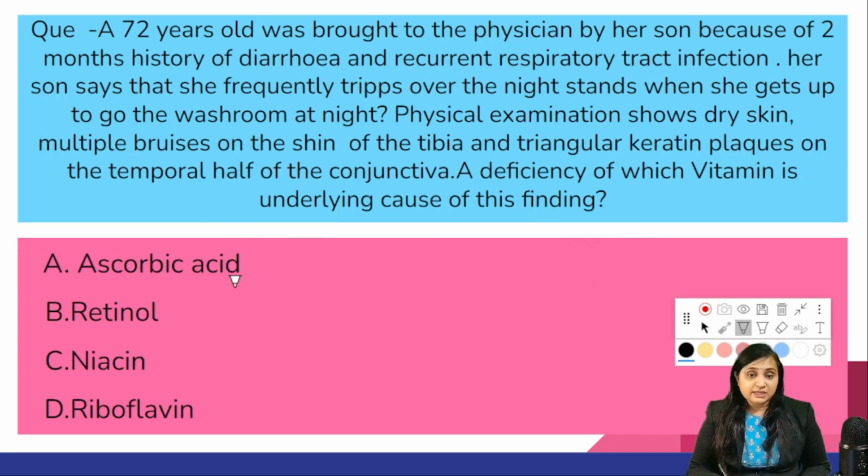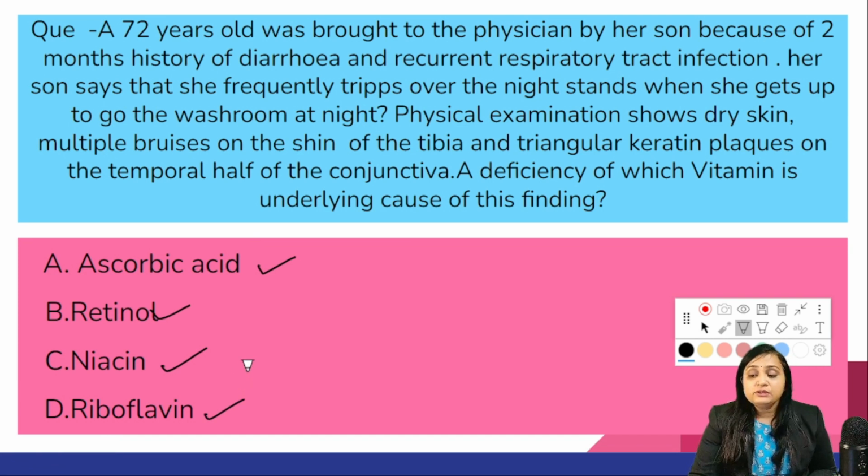Now the next case: a 72-year-old woman was brought to the physician by her son because of a 2 month history of recurrent diarrhea and respiratory tract infection. Her son says that she frequently trips over the nightstands when she gets up to go to the washroom at night. Physical examination shows dry skin, multiple bruises on the shin of the tibia, and a triangular keratin plaque on the temporal half of the conjunctiva. A deficiency of which vitamin is the underlying cause of this finding? Options are ascorbic acid, retinol, niacin, or riboflavin.